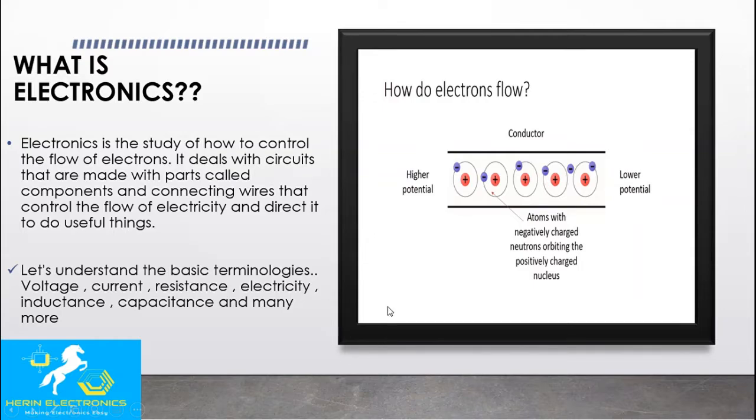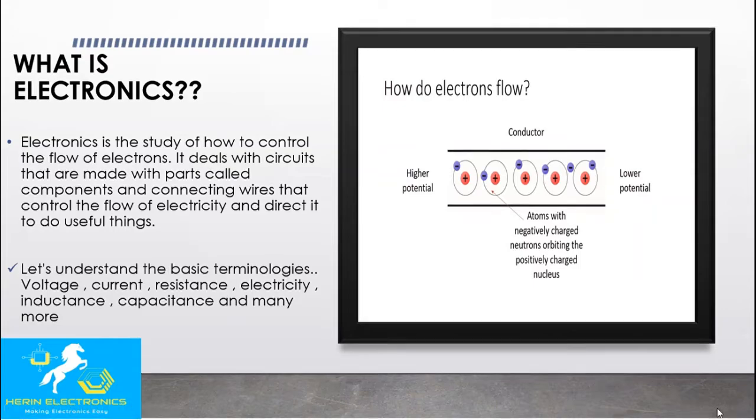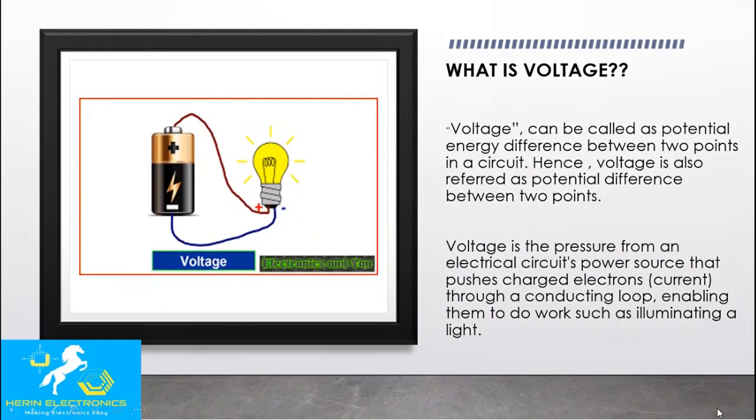Electrons are the negatively charged particles that move from a region of higher potential to a region of lower potential through a conducting path. This conducting path is known as a conductor and the flow of electrons is known as current. Before getting into the depth of electronics, we need to understand some basic terminologies such as voltage, current, resistance, electricity, inductance, capacitance, and many more. Today we'll be going through one of the major and basic concepts of electronics, that is voltage.